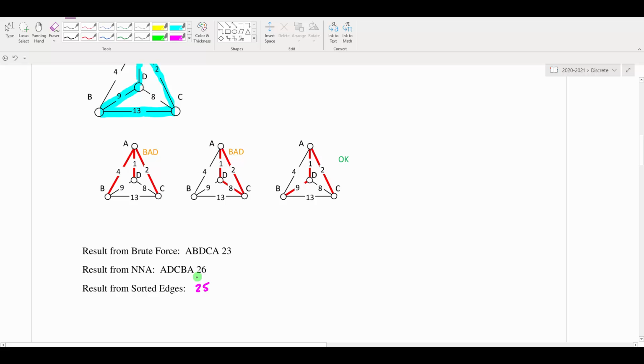Now remember, sorted edges is not guaranteed to beat out nearest neighbor. It usually does. It's a loose mathematical term. It usually does. Most of the time it will.